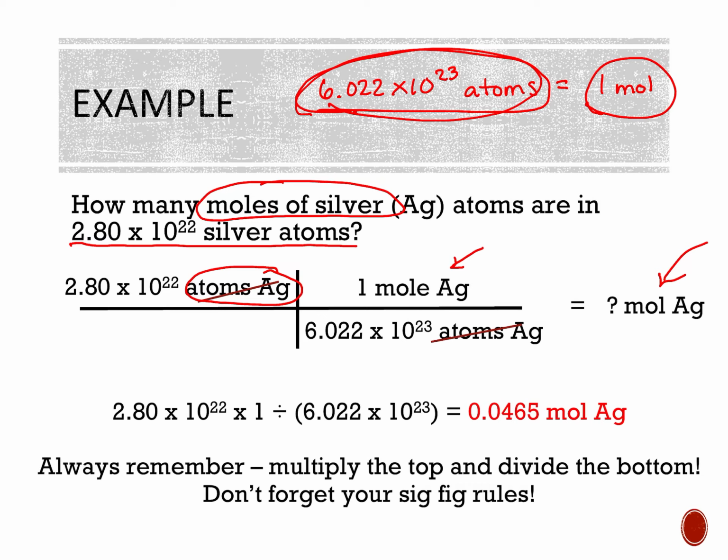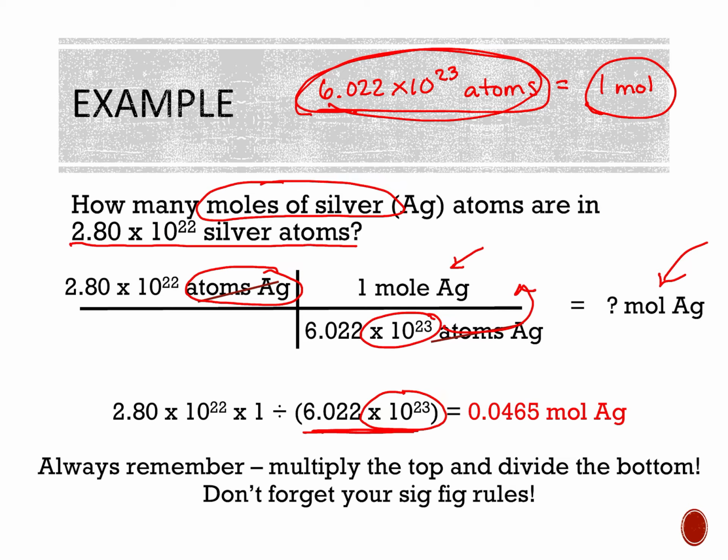Then we are going to multiply all of the numbers on the top and divide by all of the numbers on the bottom. So we get 2.80 times 10 to the 22nd times 1 divided by 6.022 times 10 to the 23rd. You'll notice that I have this in parentheses. The reason is that if you just punch it in straight like that, because this has a times 23, it's going to think that that portion of it is on the top, and it's going to make all of your calculations wrong. So you're going to do 2.80 times 10 to the 22nd times 1 divided by, in parentheses, 6.022 times 10 to the 23rd, and you will get your answer.